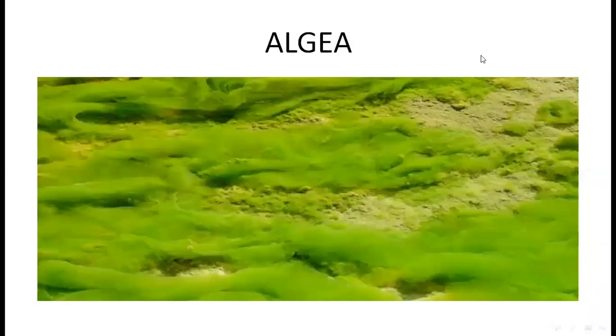Algae do not produce seeds, so they need other ways to reproduce. The simplest algae reproduce by cell division. Others reproduce by spores or fragmentation.